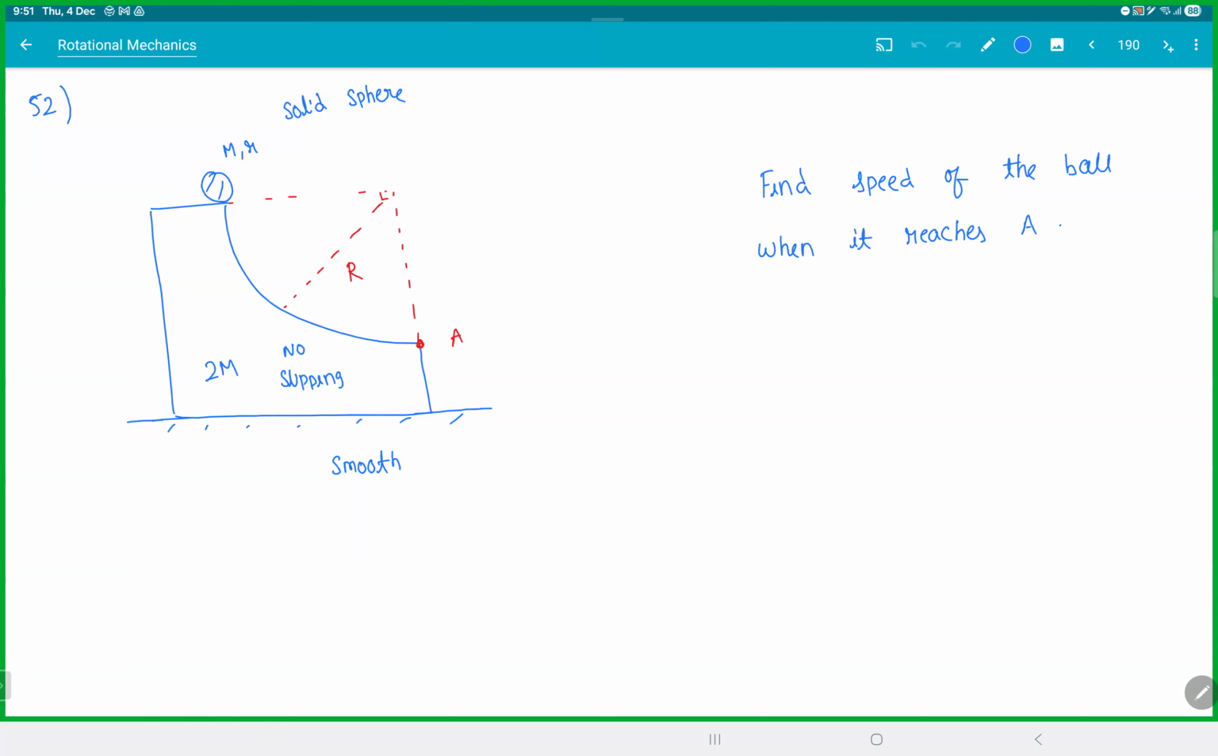What is the process? Step one, choose your system, draw the final picture. Wedge and the ball is the system. Draw the final picture, assign velocities, find the no slipping condition, and then conserve energy.